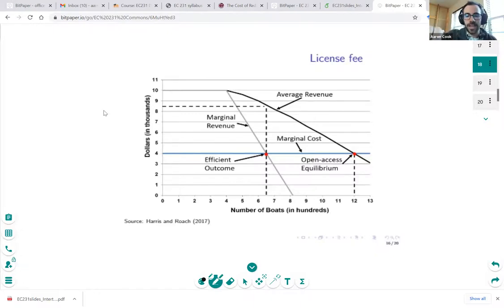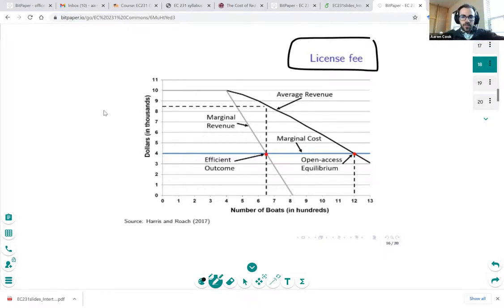So one of those potential mechanisms is this idea of a license fee. The problem we had before was that the fish were given away for free. There was no restriction. Even though existing boats might want to compensate other boats for not entering the fishery, or somehow restrict them, there was no mechanism for doing that. This license fee represents one mechanism for restricting entry into the fishery.